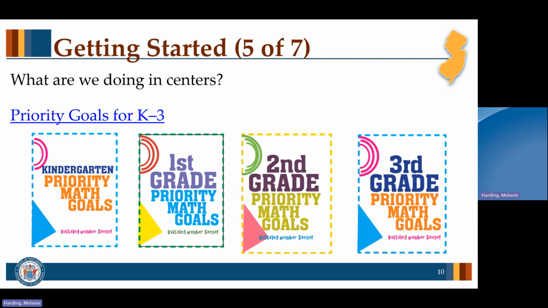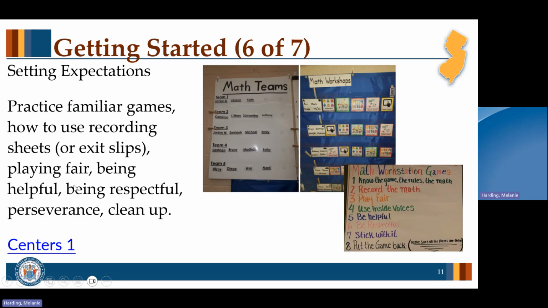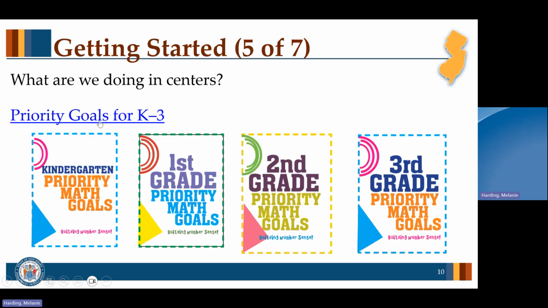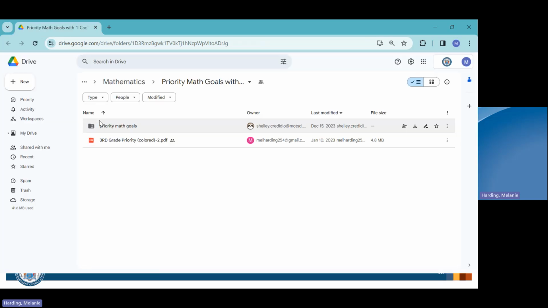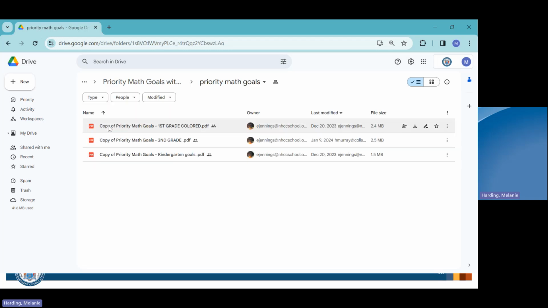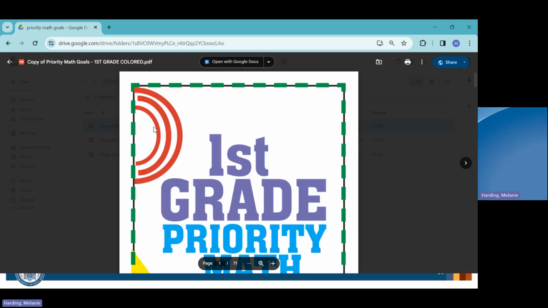This is something that, again, on our website, I'll have this presentation, but the priority goals for K-3 are here if you want to look at those. And what I like about these, this is shared with me from Dr. Nikki Newton, who does a lot of work with small groups and centers. So it's just a helpful little tool that she shared with me. And I'm sharing with you because, of course, she's a sharer.